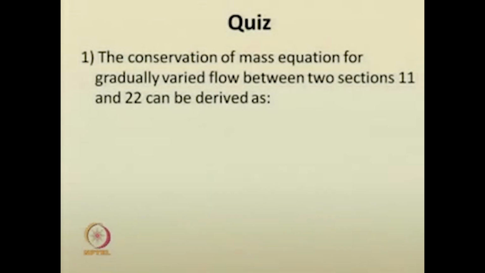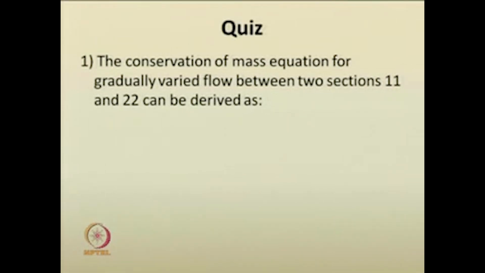The quiz for this lecture is, the first question to you is the conservation of mass equation for gradually varied flow between two sections 1 and section 2. It can be derived. You have derived this in this class today. So, you do that derivation again and show it to me.